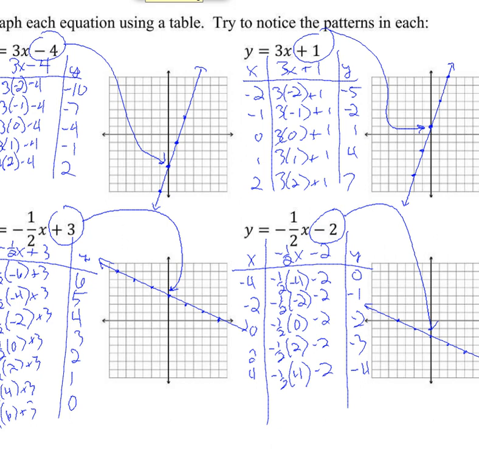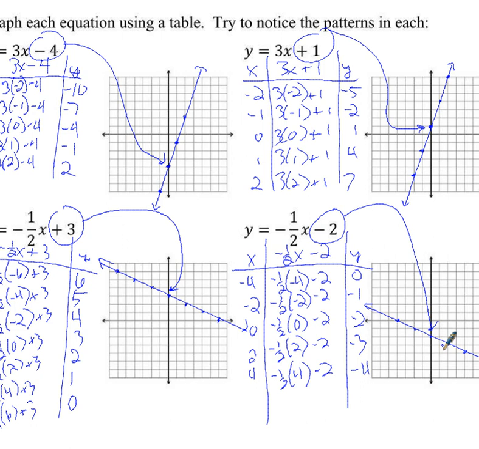There is one more pattern to talk about in these graphs. Notice that I said the shape of this graph stayed the same. The shape of this graph stayed the same. The shape of this graph from here to here also stayed the same. The only thing that changed was the y-intercept. So in the graphs, what stayed the same? The slope stayed the same.